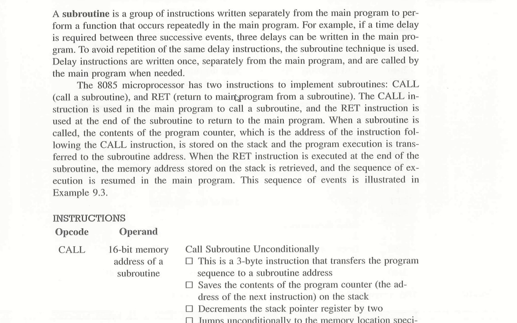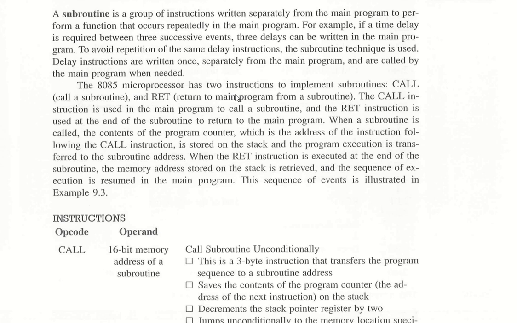Now you may have a question: how, sir? So for example, if a time delay is required between three successive events, three delays can be written in the main program. To avoid the repetition of the same delay instructions, the subroutine technique is used. So delay instructions are written once, separately from the main program, and they are called by the main program when needed.